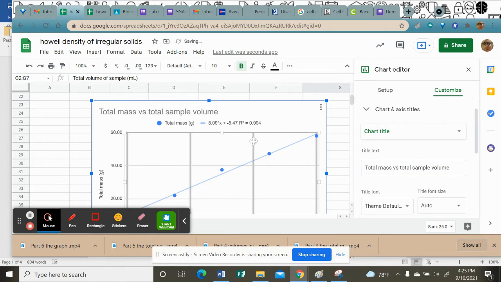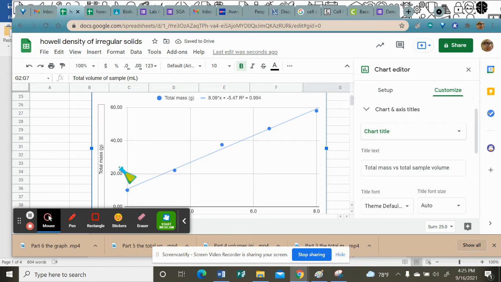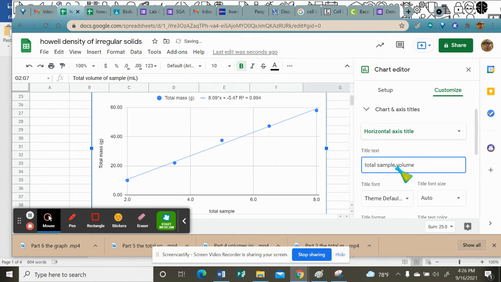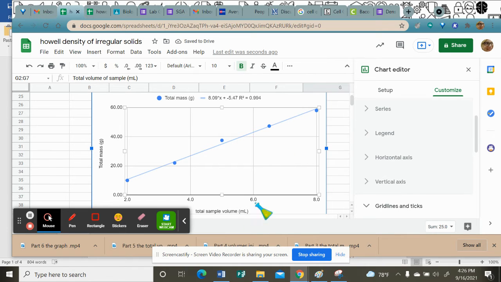All right. I also want to make sure that both of my axes are labeled correctly. So again, I've got chart title and axes. So if I click horizontal axis title, on the x-axis, I want it to read total sample volume, and I have to include the units. So I can put parentheses there, little m, capital L, and you'll see that it puts it there for me.